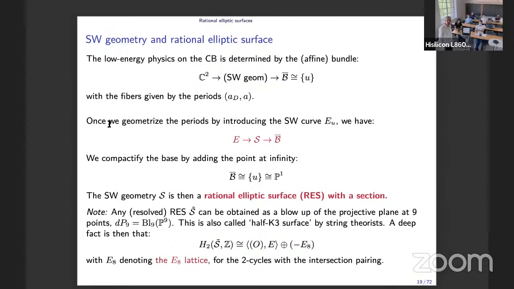Now, the low energy Coulomb branch is determined then by the total space of this affine bundle, as we say, so the fibration of A dual and A. It's affine because the A dual and A transform into each other, but they can also shift by a constant because of the masses. We will consider, as the main player in the following, instead the total space of the elliptic curve itself over the base B, which is the Coulomb branch, the U plane.